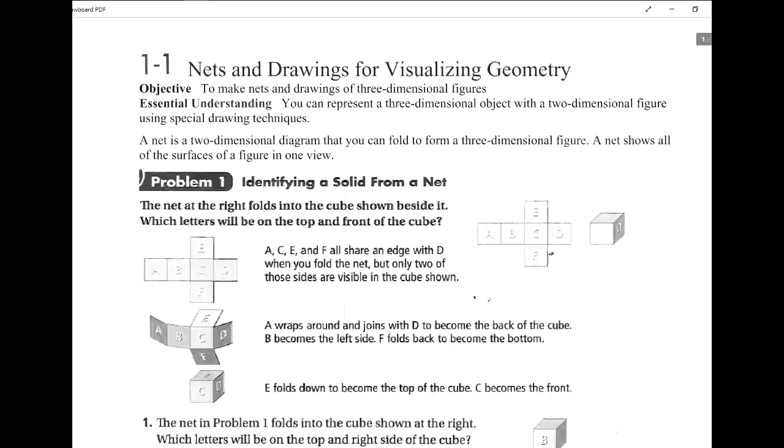11.1 is space figures and cross sections. We need to start with some background information, so we are going to go back to 1.1, which is nets and drawings. So a little vocabulary here. A net is a two-dimensional diagram that we fold up to form a three-dimensional figure. So we're just going to take a box and we're going to unfold it so that it lays out flat.